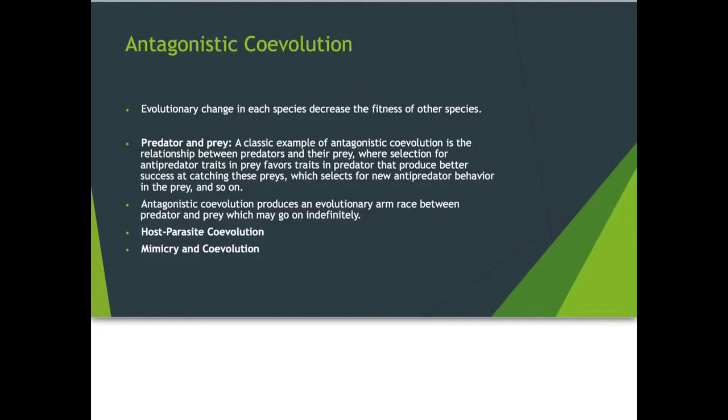Antagonistic coevolution is the other type of coevolution. Evolutionary change in each species decreases the fitness of the other species in antagonistic coevolution. Predator and prey is a classic example of antagonistic coevolution, in which selection for anti-predator traits in prey favors traits in predators that produce better success at catching these prey, which selects for new anti-predator behavior in the prey, and so on. Antagonistic coevolution produces an evolutionary arms race between predator and prey, which may go on indefinitely.